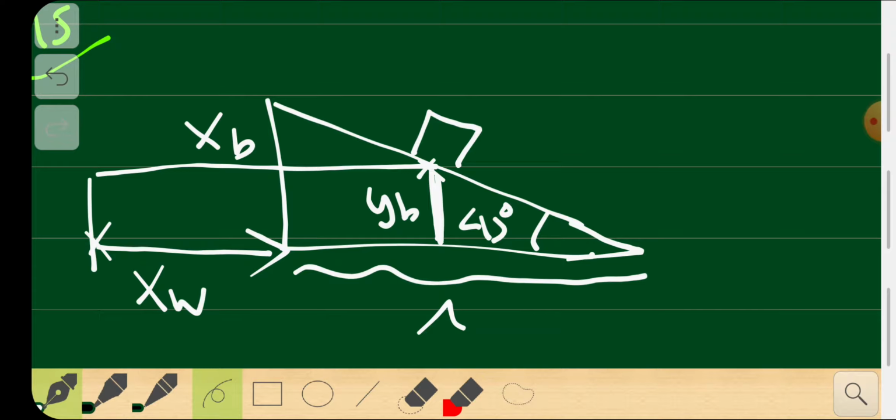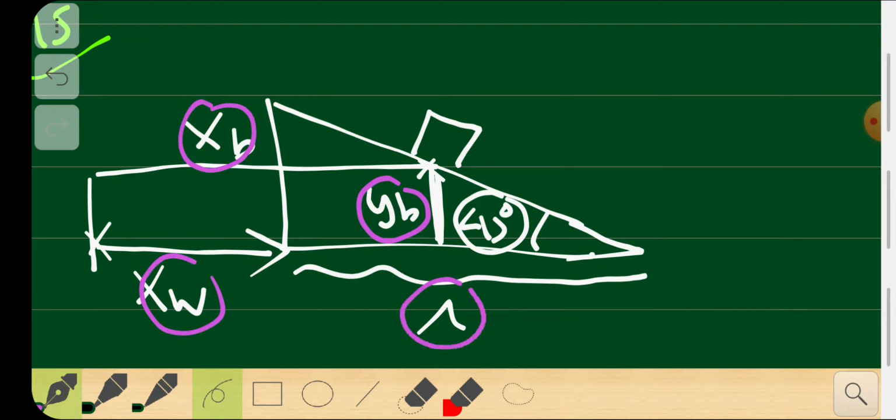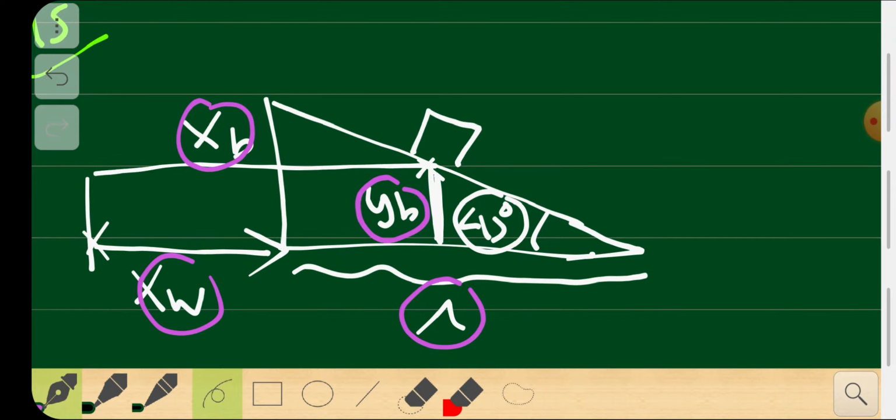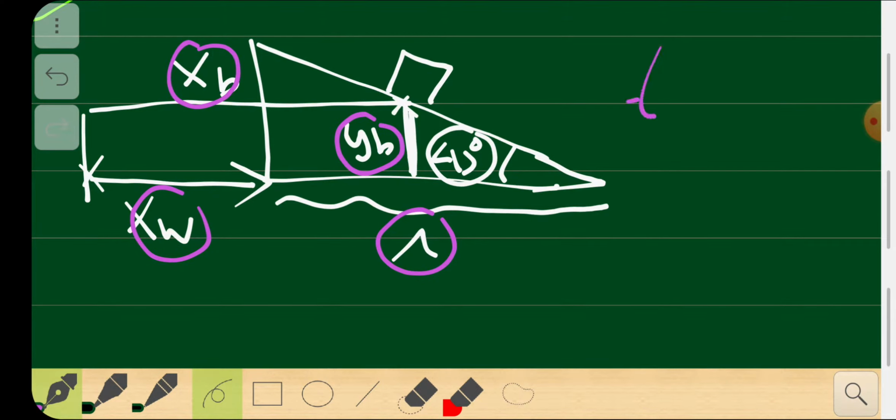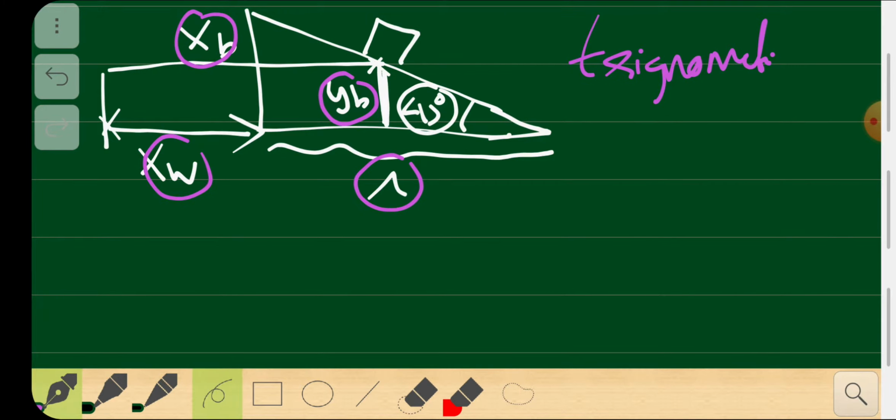Now why did I take these things? There is a reason for it, because I need to connect these 45 degrees with the rest of these dimensions, y_b and l and x_w and all that, so I can incorporate them into some kind of an equation. I have a very basic equation for that: trigonometry. It's a trigonometrical equation. So what I can do is find out tan theta, maybe tan or cos or anything. Let's find out tan theta.